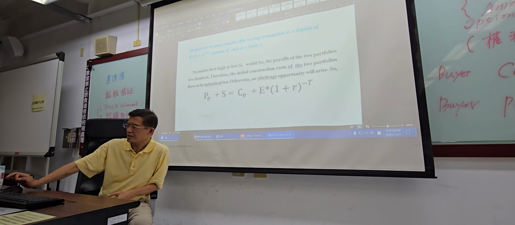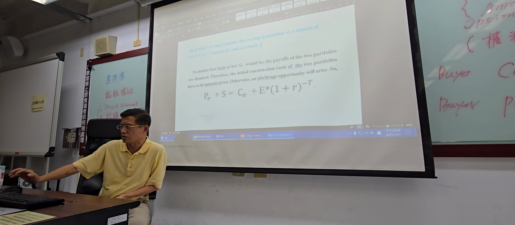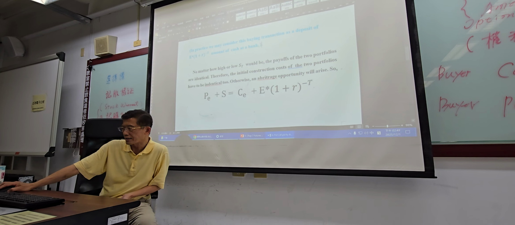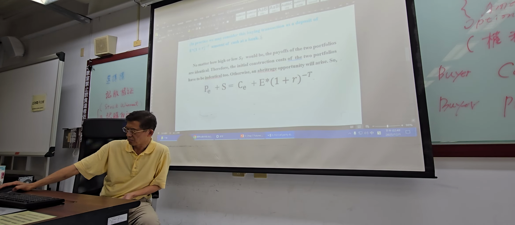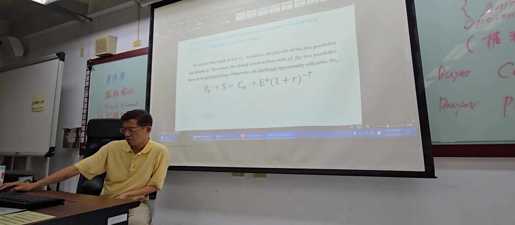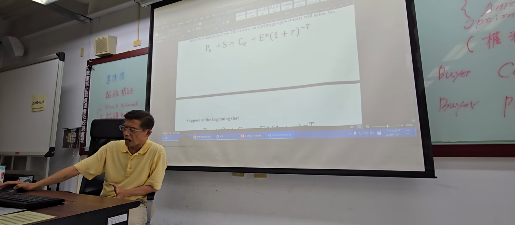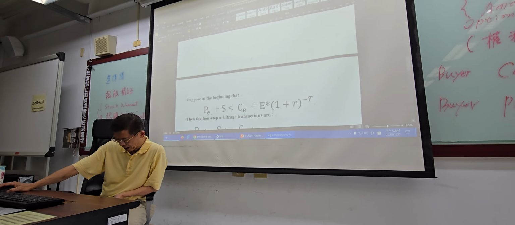My ending remark: no matter how high or how low S sub T will be, the payoffs of the two portfolios are identical. Therefore, the initial construction cost of the two portfolios has to be identical too. Otherwise, an arbitrage opportunity will arise. Therefore, P sub E plus S should be equal to C sub E plus capital E times 1 plus R to the power of minus T. Okay? That is our proof process.